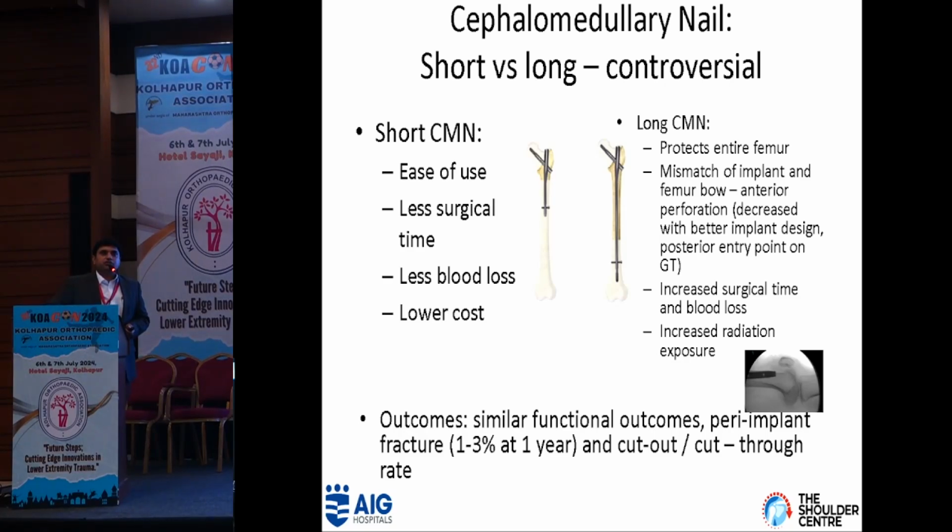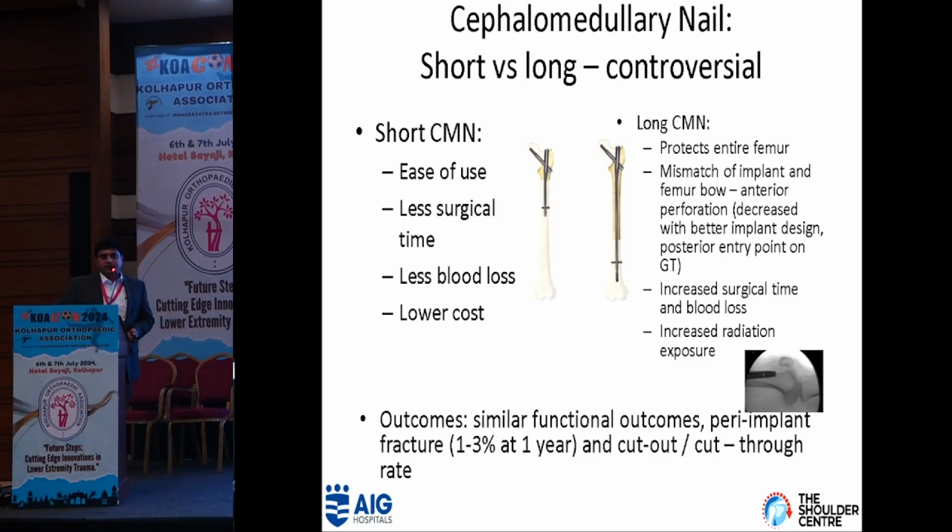But the disadvantage of the long nail is that if there is mismatch of the bowing of the femoral bow and the implant bow, there can be anterior impingement or penetration of the cortex. To prevent that, the implant companies have matched the radius of curvature to our population, and also as surgeons we need to make sure that the entry point is slightly more posterior on the GT. The disadvantage of increased surgical time and blood loss is there, and increased exposure to C-arm is also there.